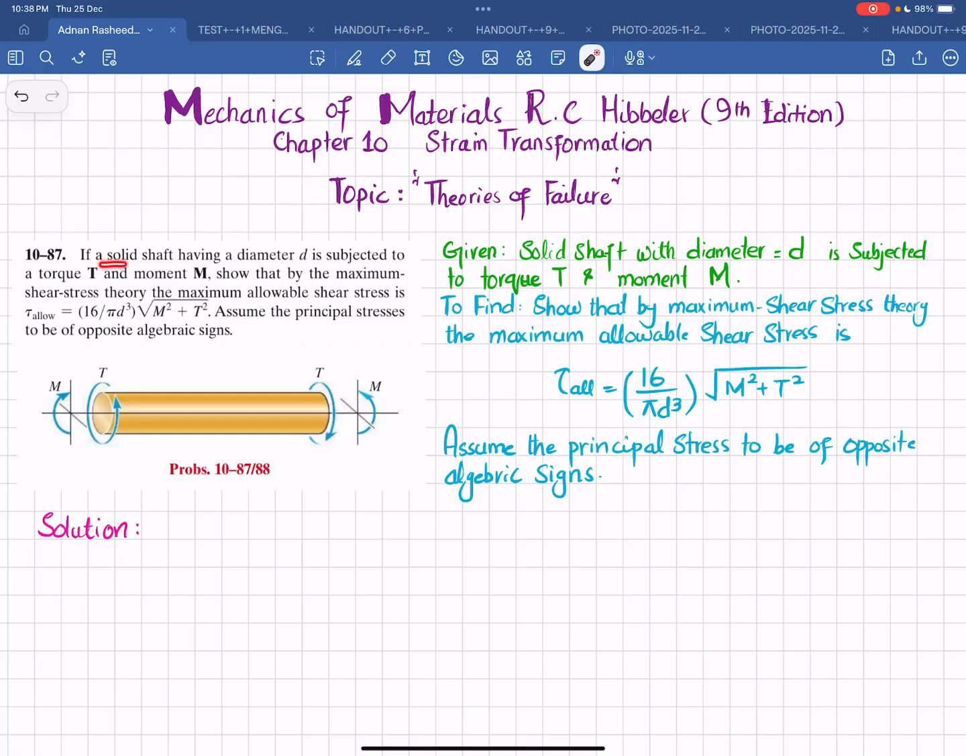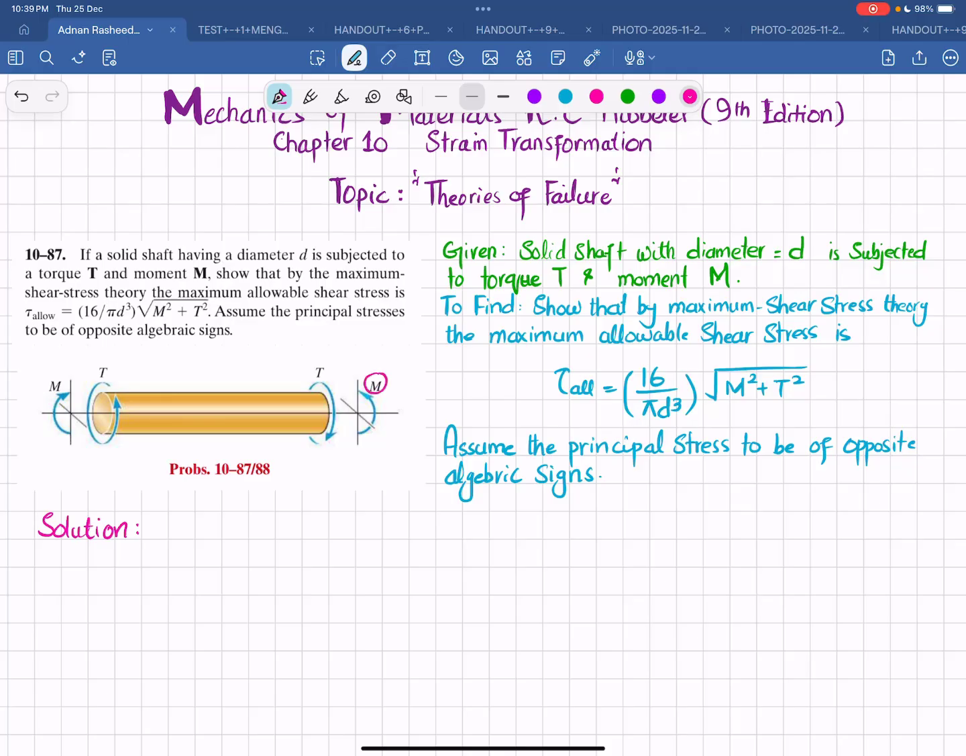The statement is: if a solid shaft having diameter d is subjected to a torque T and moment M, show that by maximum shear stress theory, the maximum allowable shear stress is this one. Assume the principal stresses to be of opposite algebraic sign. You can see this is a shaft that is subjected to torsion or torque on both sides, which are opposite, creating a twisting effect, and there is a moment which is producing a bending effect. So you have to prove this allowable shear stress using maximum shear stress theory. So let's start with the solution.